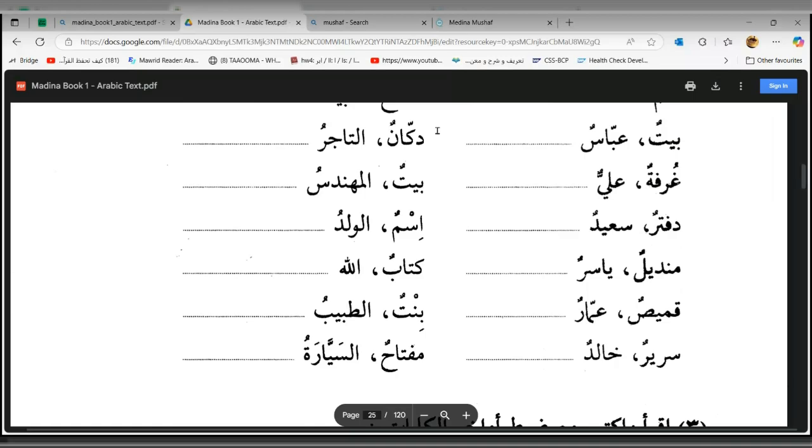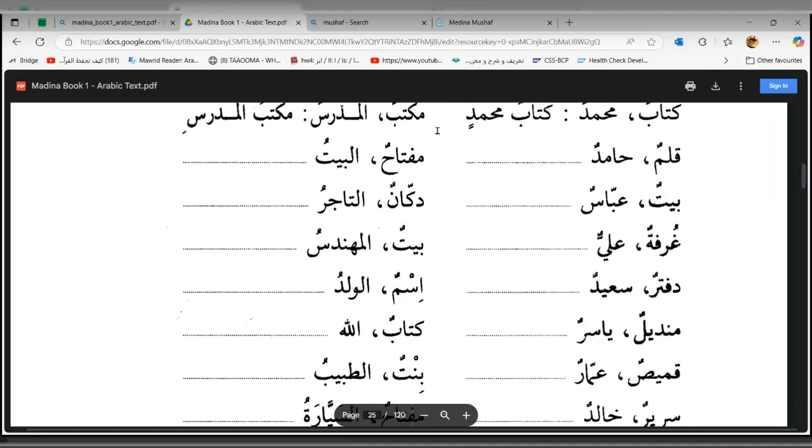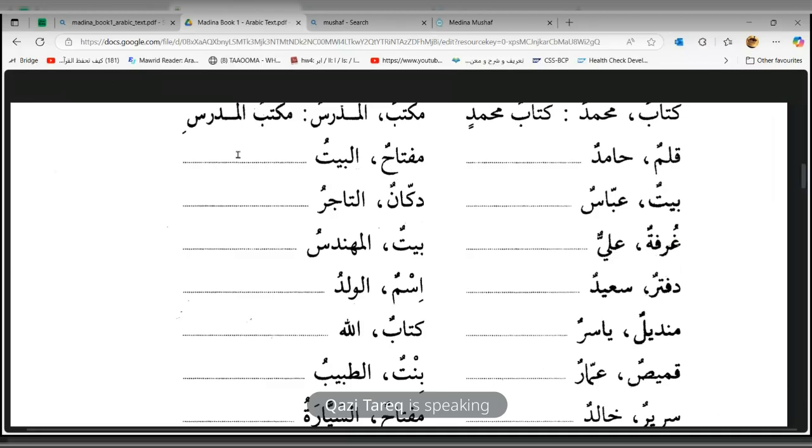Next one is up here. We have Miftahun and Al-Baytu. So Miftah means key, Al-Baytu means the house. Basically, it's going to translate to the house's key, the key of the house. So how would you say it? Miftahul Bayti. Remember the alif, you drop the alif, you don't pronounce it. Miftahu al-Bayti.